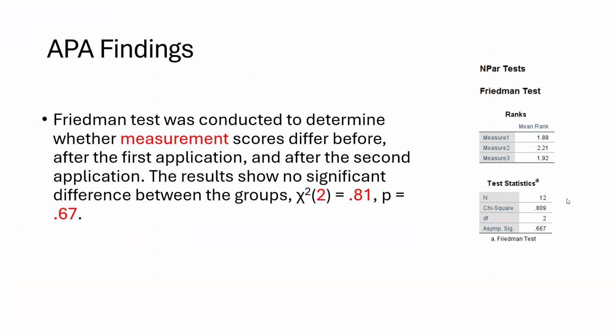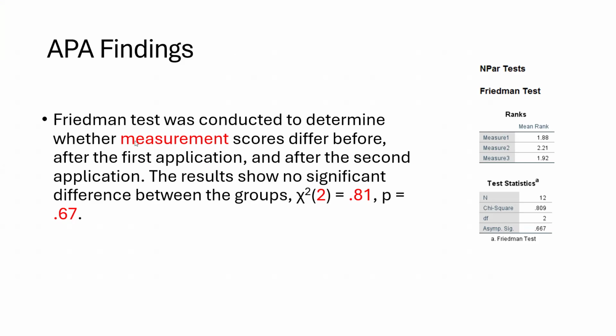What we're most interested in is this portion of the output, because this portion of the output is going to allow us to make our conclusions as it relates to the test. And it's also going to provide us with the information that we need to state our results in APA format. So here is our APA findings. Friedman test was conducted to determine whether measurement scores differed before, after the first application, and after the second application.